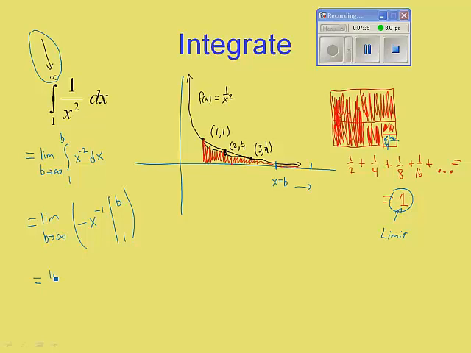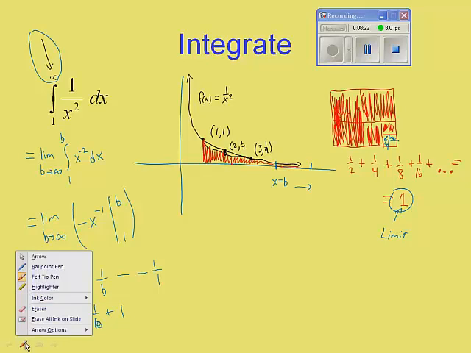And so now I write limit as b goes to infinity of, all right, now I have to be real careful here. There's lots of negative signs, and they're confusing. So what do I write? Let's see. Negative. What's this negative 1 mean? Okay, so 1 over b minus negative, right? 1 over 1. Okay, so this is the limit as b goes to infinity of negative 1 over b plus 1.